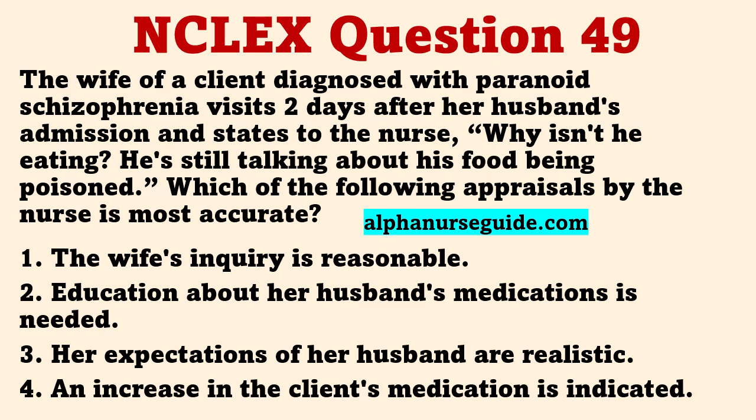The correct answer is 2. For the client with paranoid schizophrenia, 2 days on medication is too short a time for improvement to be seen. Therefore, the nurse evaluates the client's wife as needing education or knowledge about paranoid schizophrenia, the course of the illness, and medications. Expecting an absence of delusions by the end of the client's second day of hospitalization is unrealistic.